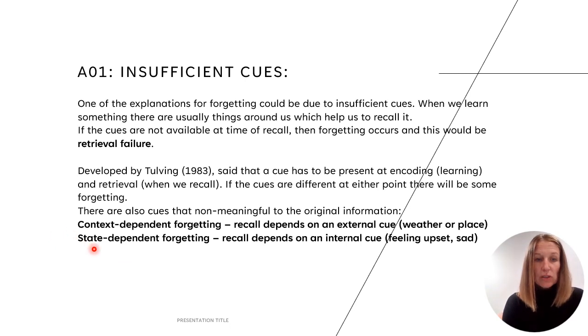So context-dependent forgetting, recall depends on external cues, so whether weather or place, and then state-dependent forgetting, recall depends on an internal cue, so feeling upset or sad. So this is being in the same or similar environment. This is about your own sort of mood or feelings.